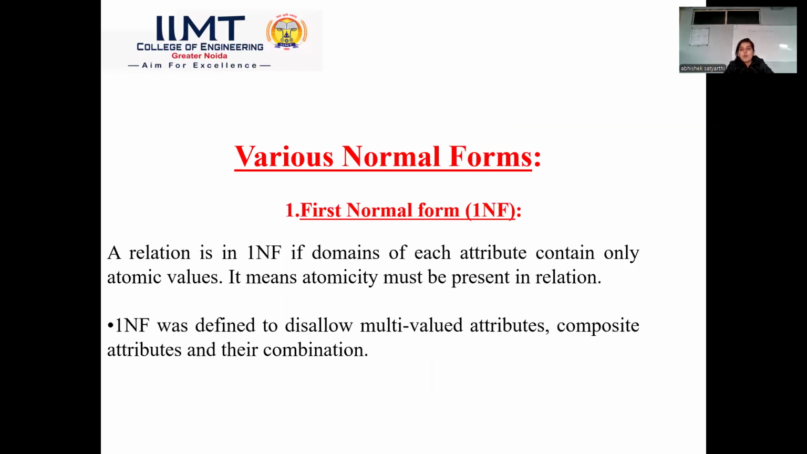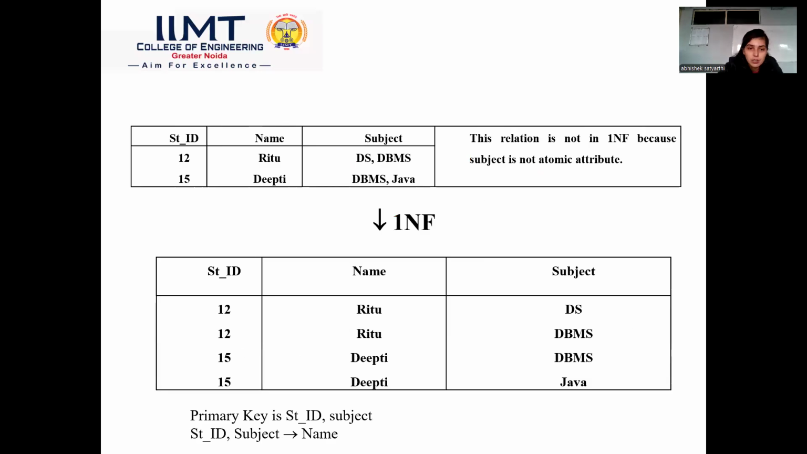So the first normal form. What is the first normal form? A relation will be in first normal form if the domain of each attribute contains only atomic values. It means atomicity must be present in the relation. So 1NF is defined to disallow multi-valued attributes, composite attributes, or their combinations.